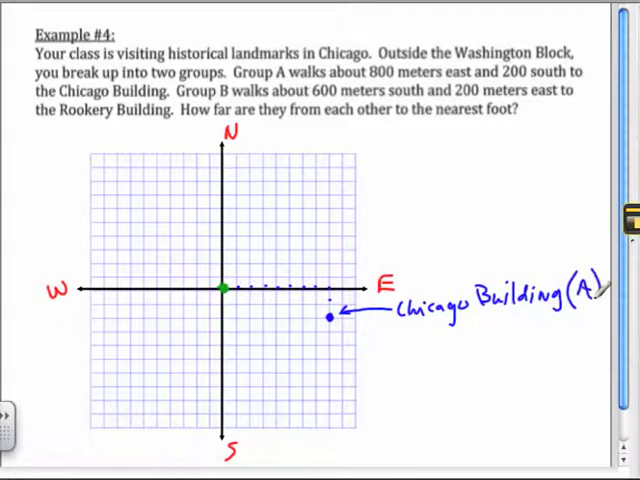All right. Now, Group B, they started from the same spot, but they went 600 meters south. 1, 2, 3, 4, 5, 600 meters south. And then they went 200 meters east. All right. So they're right here at the Rookery building. So here's the Rookery building. Okay. And this is Group B.